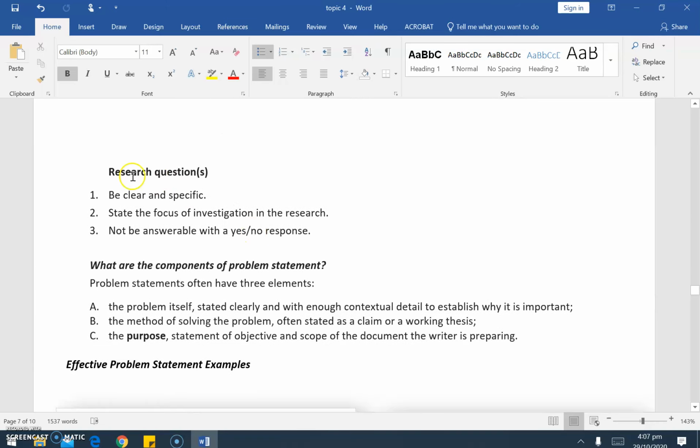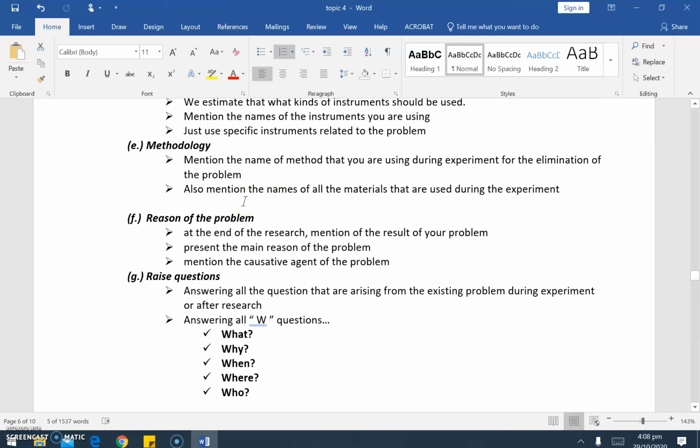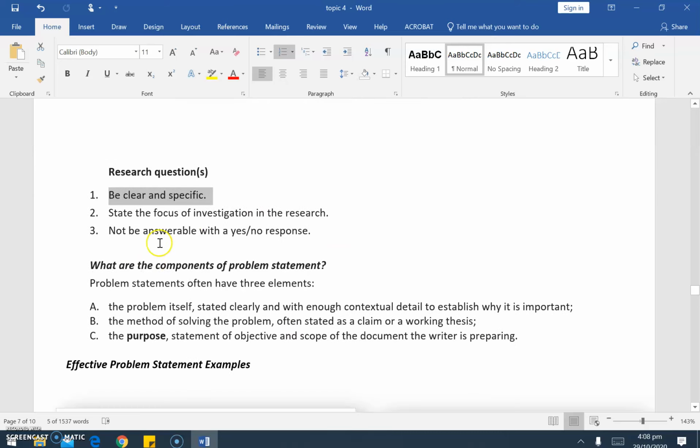In a research question, of course, the question should be specific. In constructing your statement of the problem, you're going to ask some questions. The questions must be clear and specific. Then, you're going to state the focus of the investigation. And, of course, the question must not be answerable by a yes or a no response.